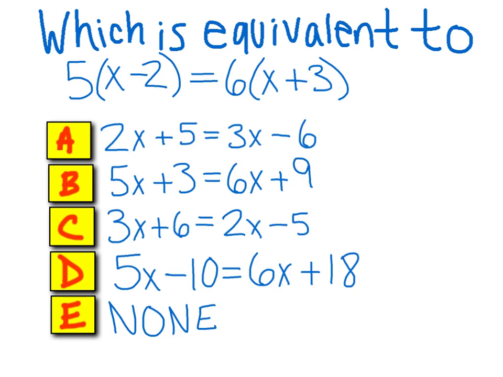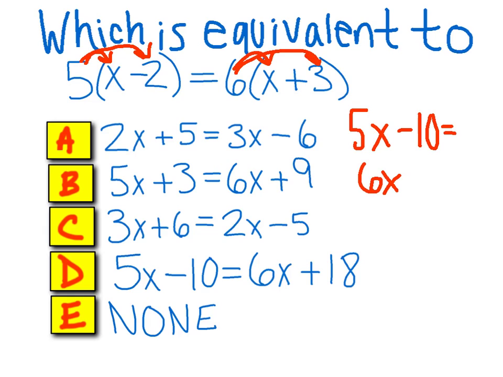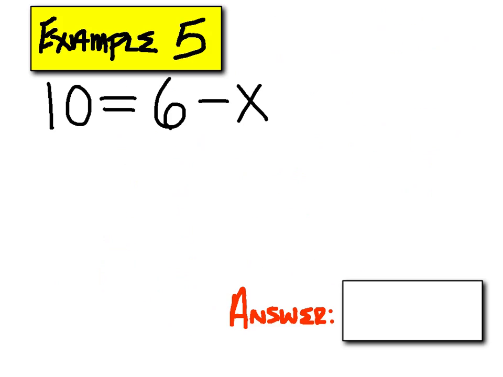Okay, GT problem. Okay, we've got 5 times x minus 2 is equal to 6 times x plus 3. We want to distribute the 5, so we do 5 times x. That'll give us 5x. And we do 5 times negative 2 will give us negative 10. Alright, that's going to be equal to, I'm going to put it on the next line. 6 times x is positive 6x. And 6 times 3 will give you a positive 18. So the answer should be 5x minus 10 is equal to 6x plus 18. That's going to be letter D.